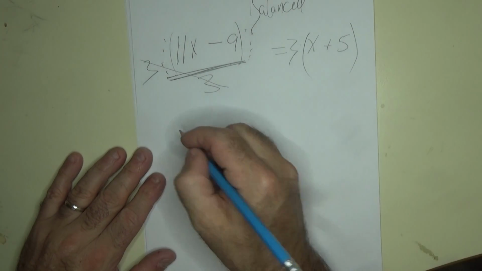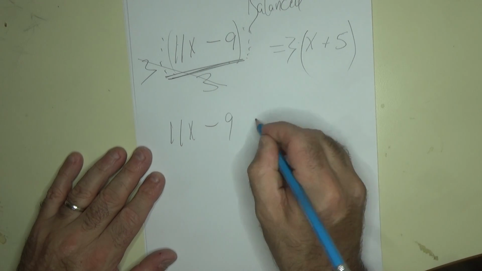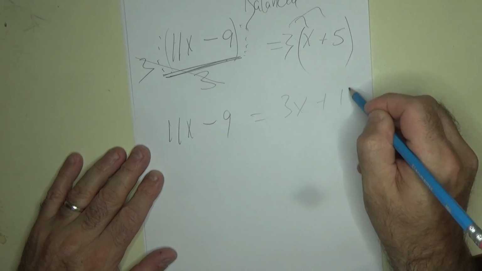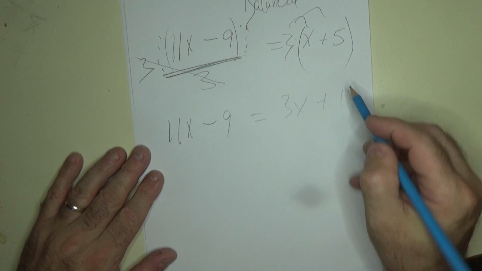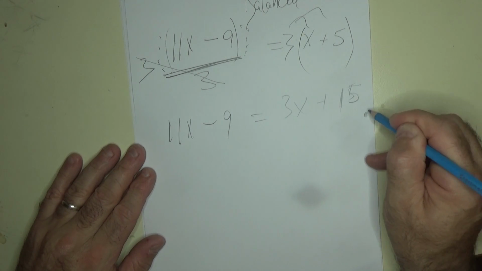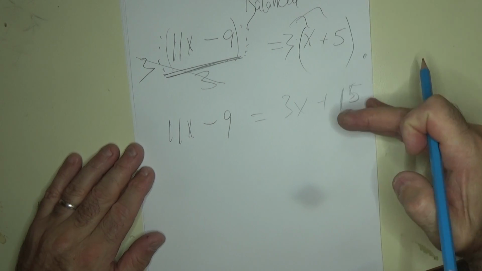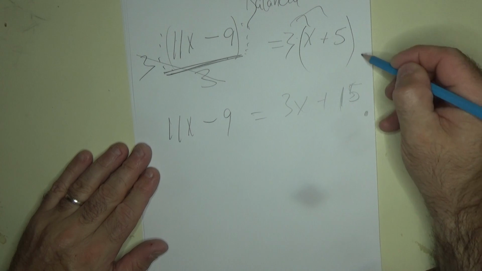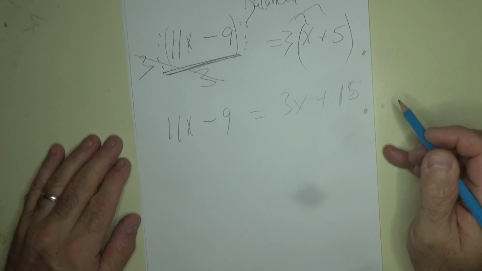Okay, so you have 11x minus 9 is equal to, now here comes my distribution of multiplication, 3x plus 15, not 3x plus 5. That would be a mistake that you find hard to recover from. You never recover from it. Once you've made a mistake, you break the equivalence and you start getting a mess, and your answer will not work in the original equation. So these 2 are equivalent.